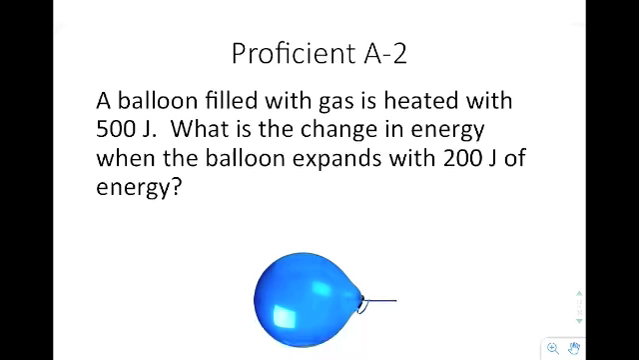The next one says a balloon filled with gas is heated with 500 joules. What is the change in energy when the balloon expands with 200 joules of energy? So we hold the whole idea of we're trying to solve for delta U in here. We're trying to say what is the change in energy.